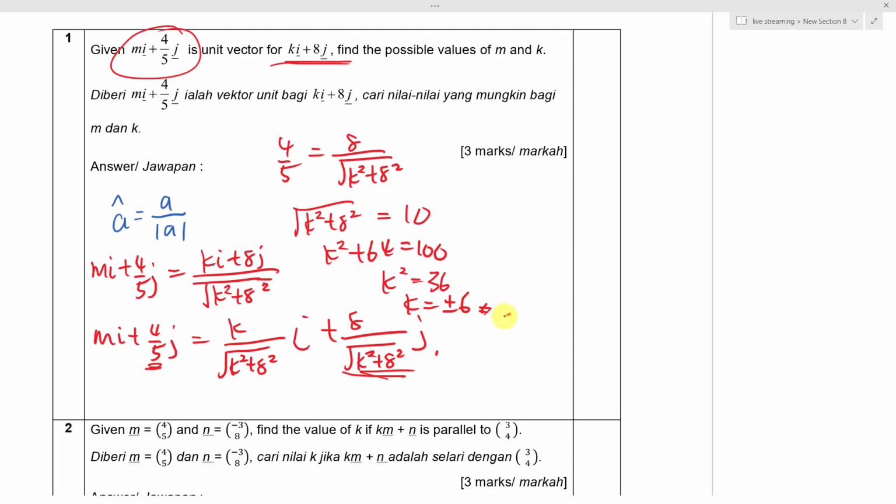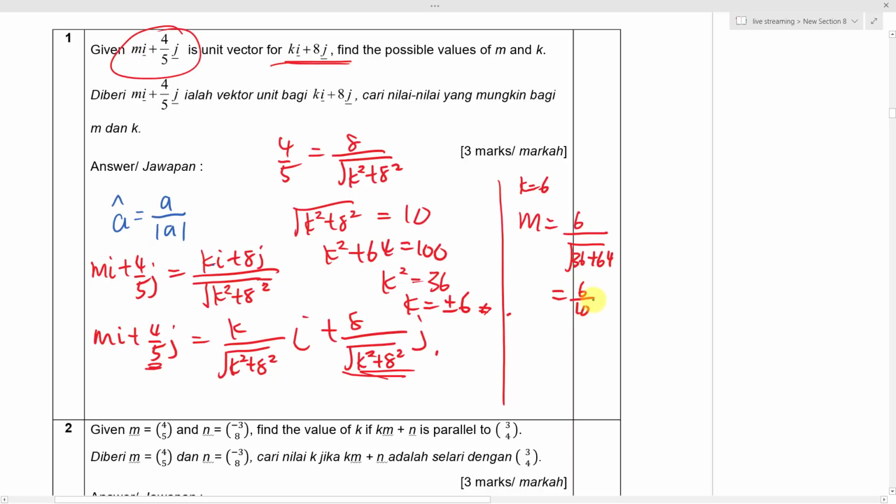So alright, I hope you get it. And then after that I want to find my m. So m will equal k over the square root of k squared plus 64. Let's say when k equals 6, my m is basically 6 over the square root of 36 plus 64, which is 6 over 10, which is 3 over 5. When my k equals negative 6, my m equals negative 6 over the square root of 100 as well, so it's negative 3 over 5. So I can say my m equals positive or negative 3 over 5.